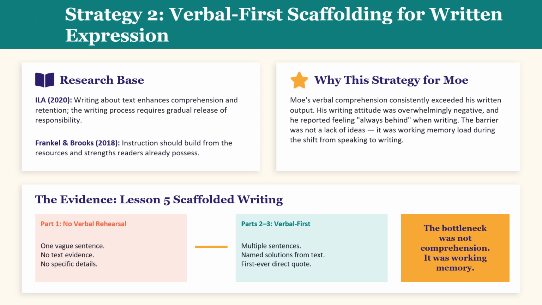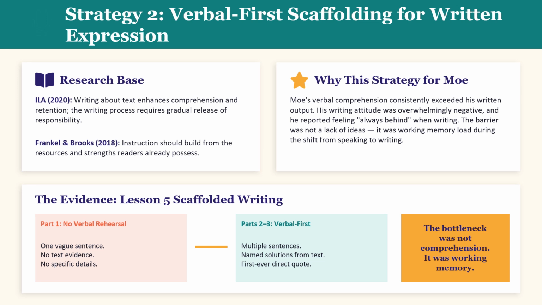For part 1 of the prompt, he wrote without verbalizing at first, and the result was one single vague sentence. And for parts 2 and 3, I had him talk through his answer before writing it down. The difference was dramatic. I mean, he produced multiple sentences, named specific solutions from the article, and for the first time in all 10 of our sessions together, he pulled a direct quote from the text as evidence on his own. And I was really excited to see that.